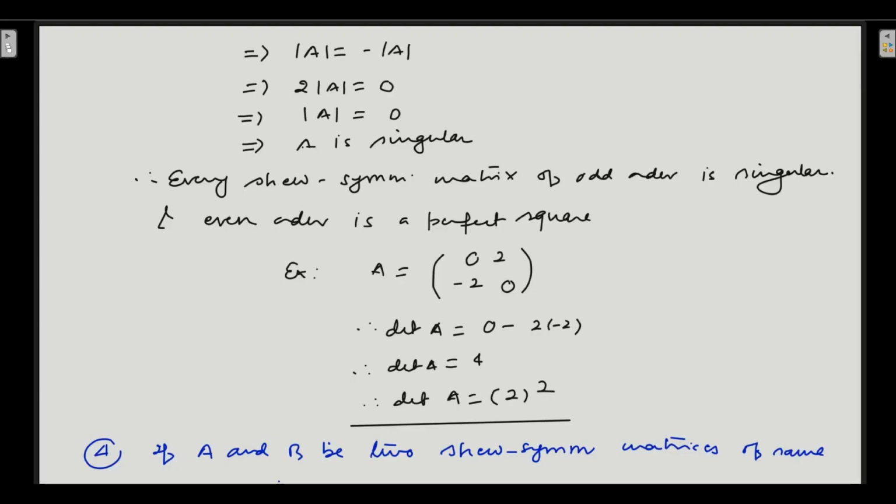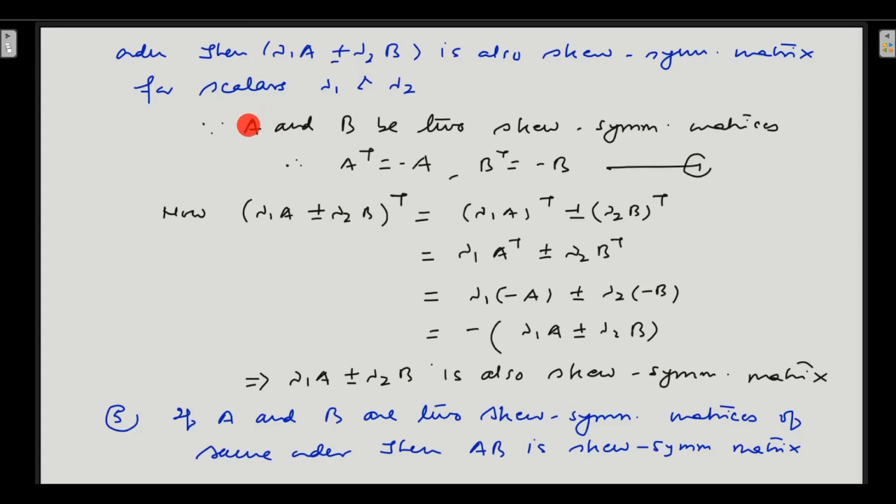So let us have a look at this particular thing. A and B are two skew-symmetric matrices. Now why are they of the same order? They are of the same order because addition will be defined only when they are of the same order. If A and B don't have the same order, then this addition or subtraction will not be defined. So that's why A and B must be of the same order.